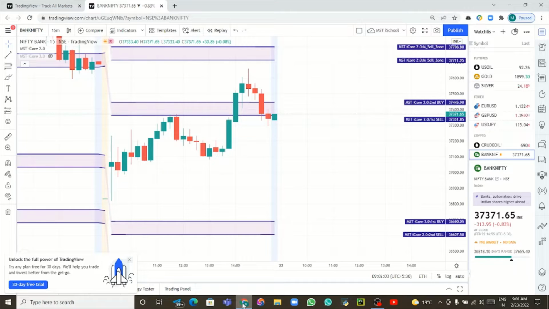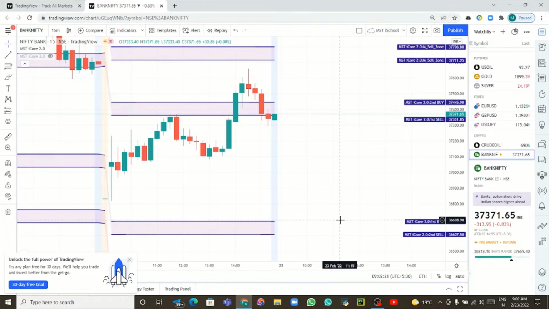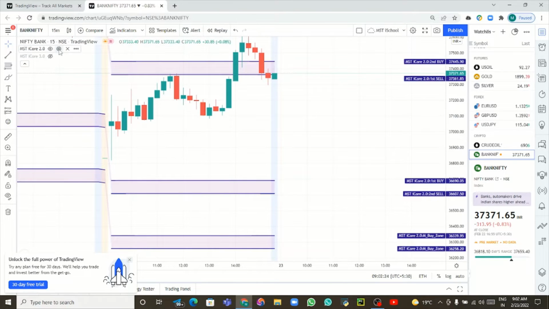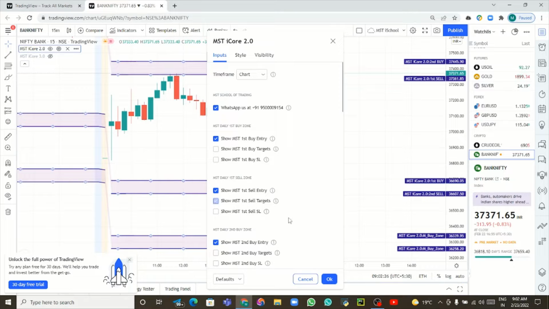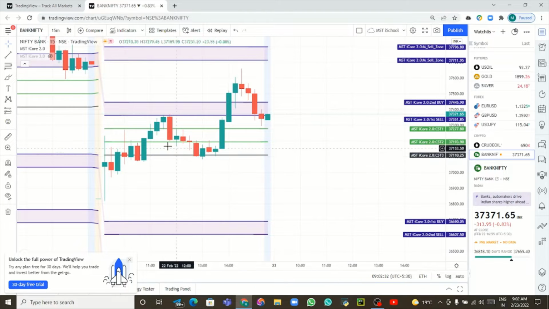Today, 23rd February 2022, let us quickly see what happened in yesterday's market as per our MST ICOR 2.0 indicator. Now I have selected Bank Nifty and I have kept it in default settings. See here, I am going to settings and making it default. As per default settings, sell has been activated and I'm enabling the sell targets, and all three targets have been achieved perfectly. Then it has given the reversal. This is as per default settings.